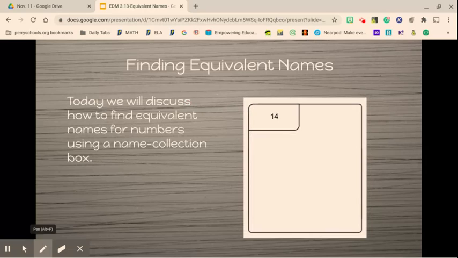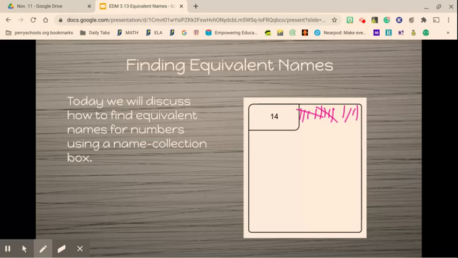Today we're going to be discussing how to find equivalent names for numbers using a name collection box. So many of you guys have used name collection boxes to show the different values of the numbers. So in this case, it is 14. And a lot of us have used maybe tally marks. So we would go 1, 2, 3, 4, 5. Oops, messed that one up. So there's 5, 6, 7, 8, 9, and then 10 goes across. 11, 12, 13, 14. Whew, can't count. Having problems with that. So you could do tally marks.